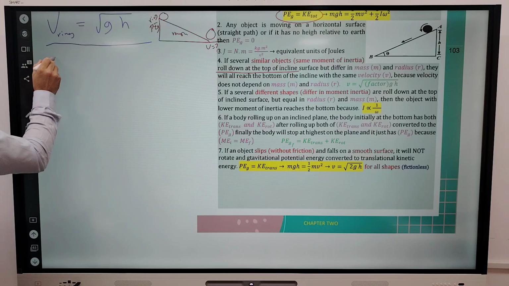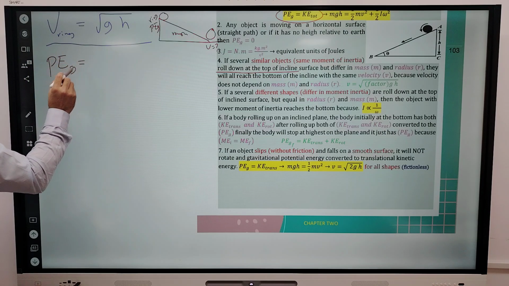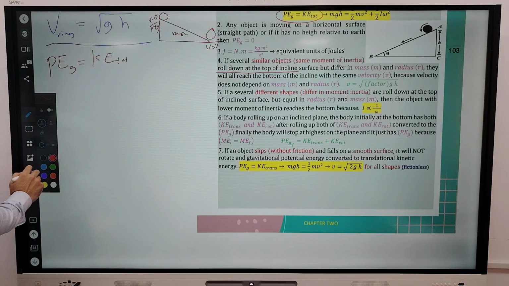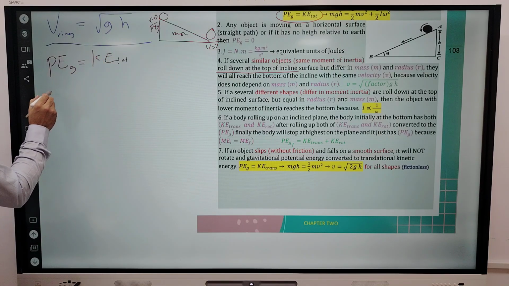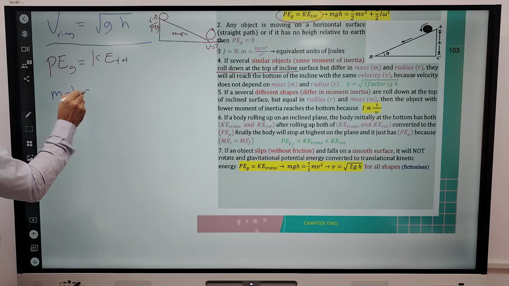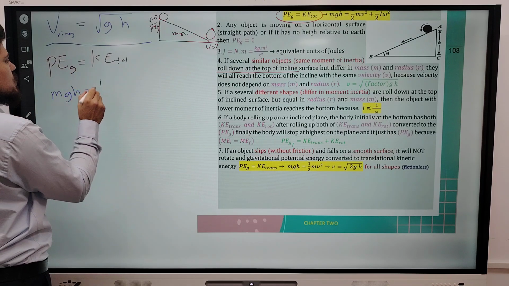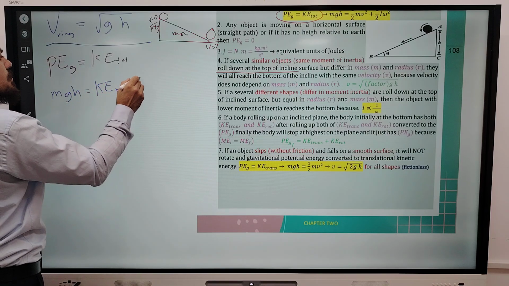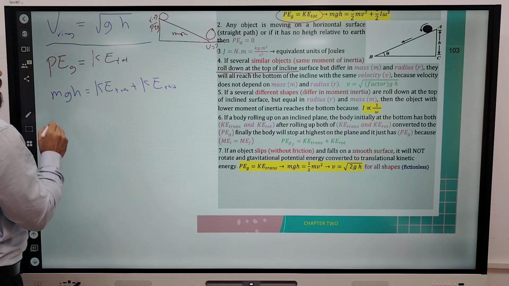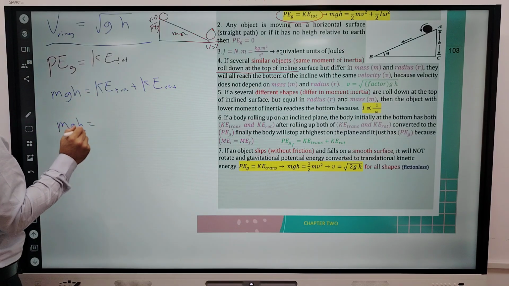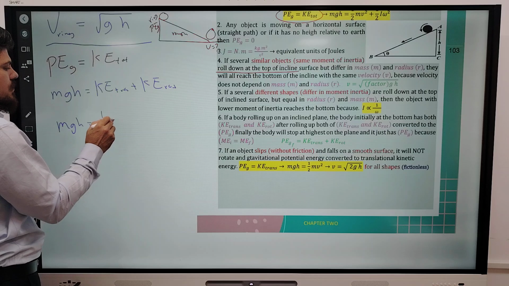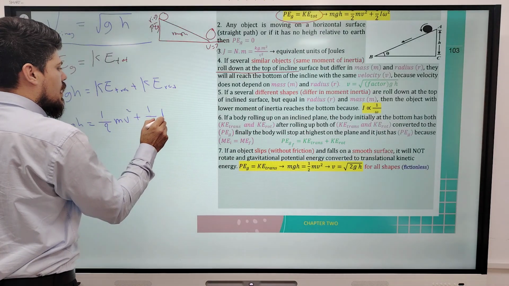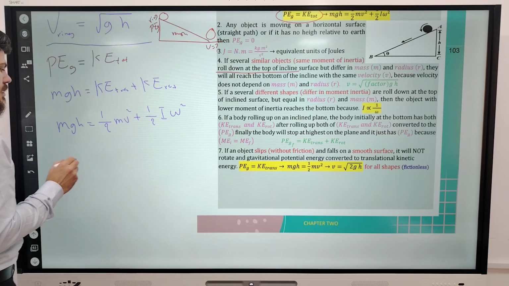In that case, all gravitational potential energy is converted to what? Total kinetic energy. So gravitational potential energy is equal to mgh. Total kinetic energy is equal to translational kinetic energy plus rotational kinetic energy. Bring down this mgh. Translational kinetic energy is 1/2 mv squared plus rotational kinetic energy 1/2 I omega squared.